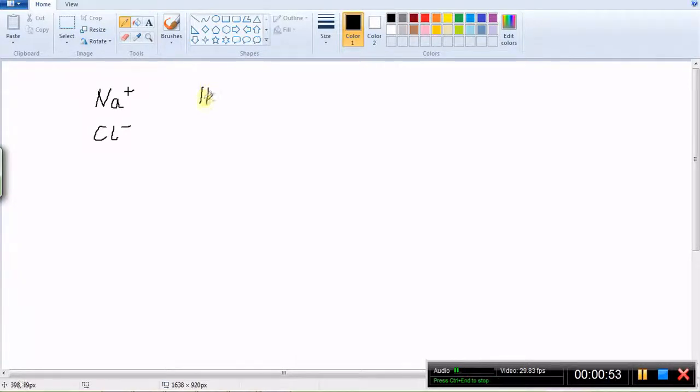Any atom that has a charge we consider an ion, and it doesn't have to just be an atom. Some are compounds like HCO3, that should be 2 minus, or negative 2. That's a molecule, but it's also an ion.